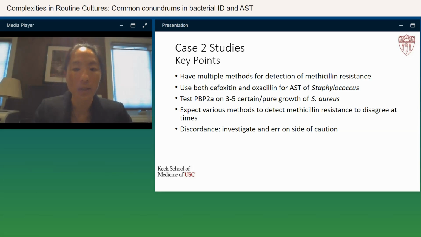And in your discordance analysis, definitely make sure you have a pure isolate, the identification is accurate, and the repeat testing confirms original results, and if not, then you have a better set of results to go with. But if you do confirm the discordant results, err on the side of caution so we're not making a very major error for the patient.